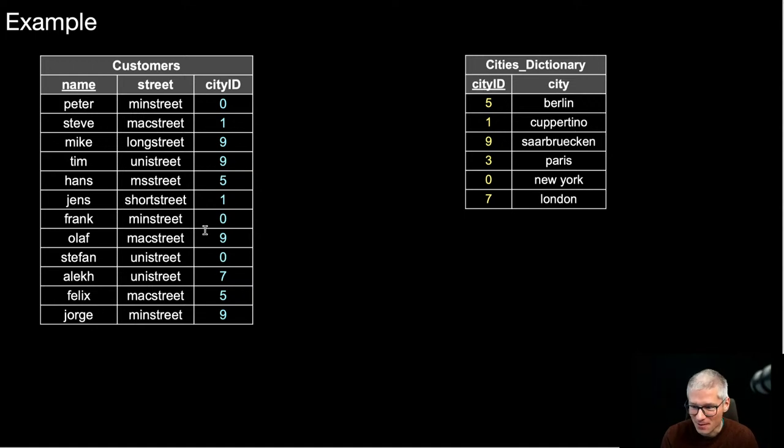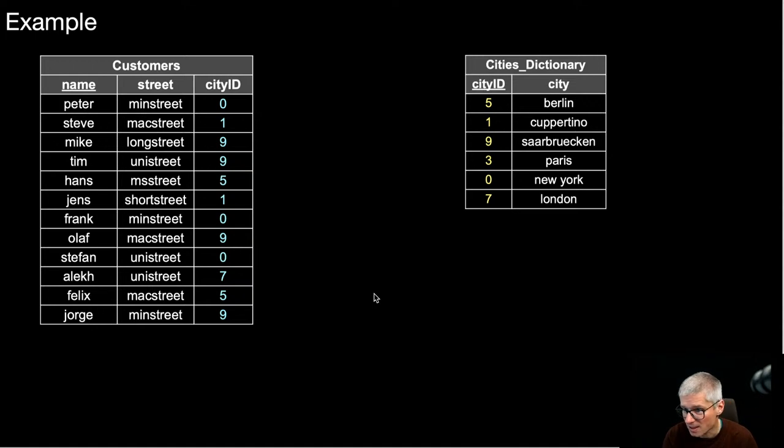So that's the example we will look at in the following. Basically we want to join these two tables. We have a customers relation and we have a cities dictionary. Here you see there's a foreign key condition. This city ID is a foreign key to the key city ID in the cities dictionary. City ID is a primary key in the cities dictionary, and name is a key in this customers relation. And there's a foreign key relationship.